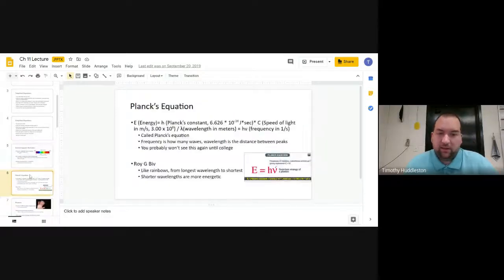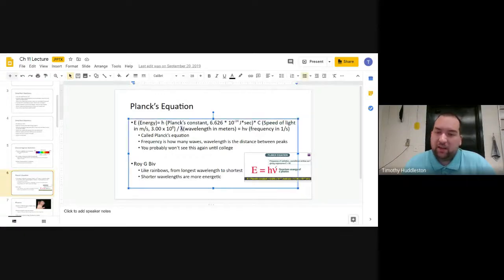Now, this is kind of a repeat of some of the stuff we said. You do not need to know anything about Planck's equation, really. What you'll see is E is equal to H times C divided by lambda. Lambda is a fancy Greek letter. Beside each of these variables, I put what they are. You don't need to know this equation. I'm just going to preface that. You're not going to be using this equation, but it helps describe the behavior of waves.